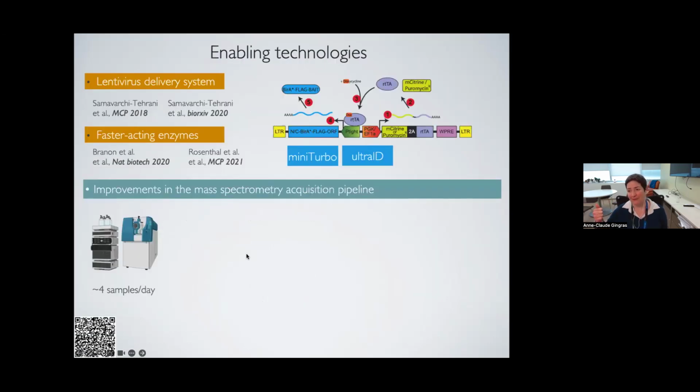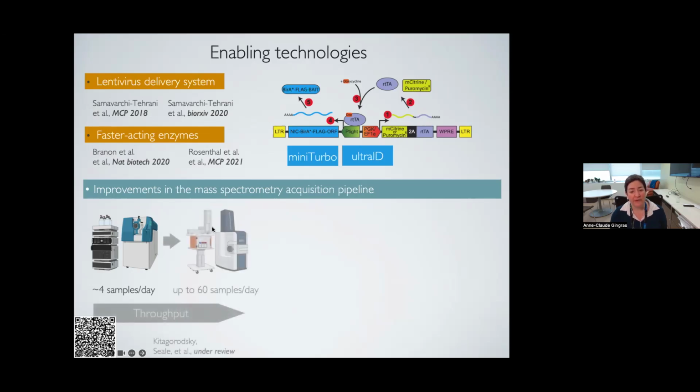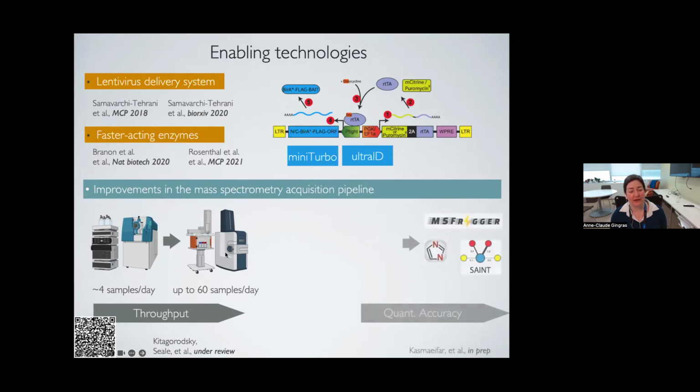So now we have reduced the number of baits. We also have selected a different enzyme. I told you that we have this lentivirus delivery system into which several of the people in my lab have been now cloning those faster acting enzymes. We also, and I'm not going to talk about that too much today, we've also improved our mass spec acquisition pipeline that enables us to go from, at the time, about 4 samples a day in protein interaction data to now something closer to 60 samples a day. So this throughput is really important for us.